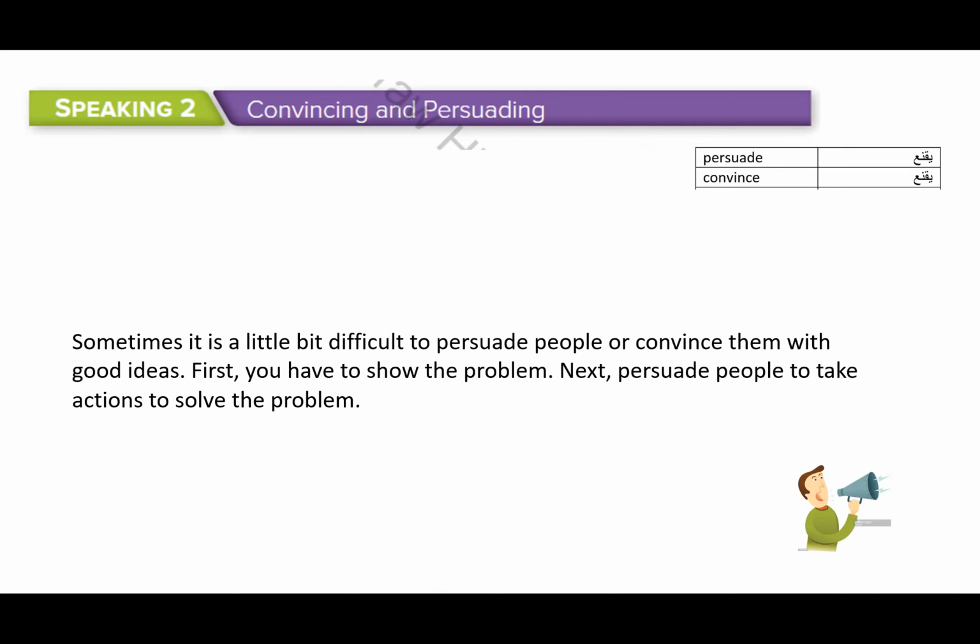طيب what are the two steps؟ أعمل إيه to convince or to persuade somebody؟ First you have to show the problem. لازم الأول نبين المشكلة. To show the problem there are some expressions which should be used. في بعض التعبيرات هناخدها ونفهمها. To show the problem. Next, persuade people to take actions to solve the problem. يبقى هندرس حاجتين. How to show the problem to somebody and how to convince or persuade him to take action to solve the problem. وده ممكن يجي لي essay. Write an essay to convince somebody about ويعطيني بعض الـ ideas. فده هستخدمه في الـ writing. Let's go on.